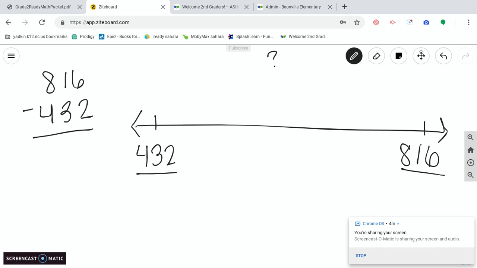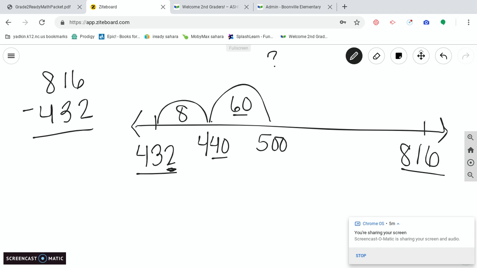Okay? All right, so from 432, if I want to make this a friendly number, what is 2's partner? 8. 2 and 8 make a 10. The next 10 is 440. Okay, so from 440, I can make an even friendlier number by adding 6 tens. 4 tens and 6 tens are going to make a friendly number. They make 100. So I'm going to be at 500.